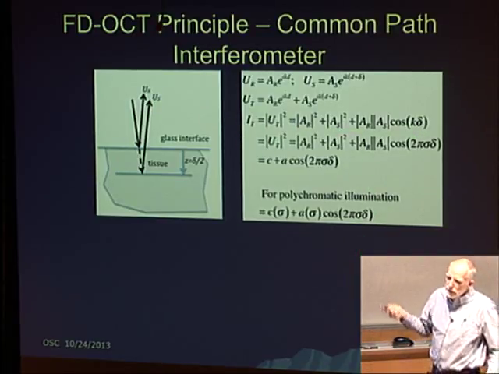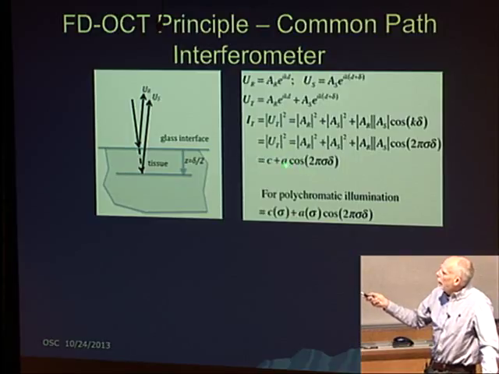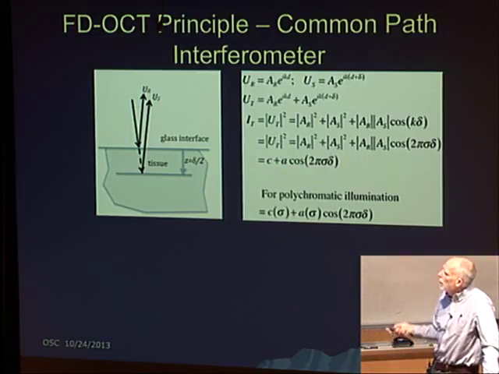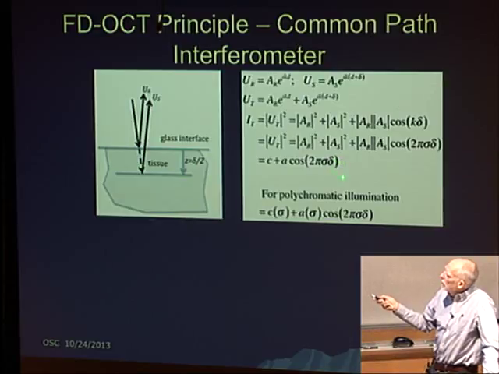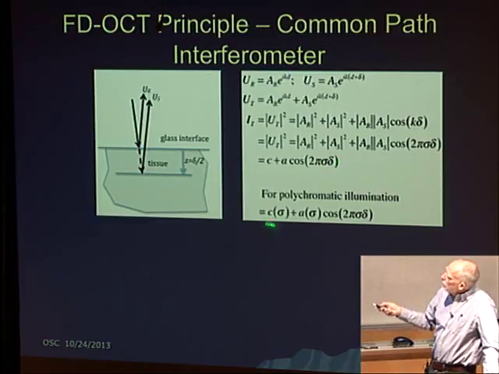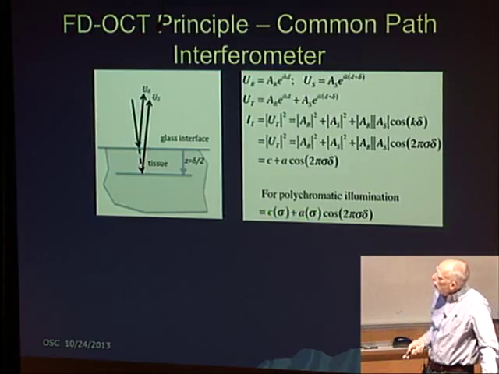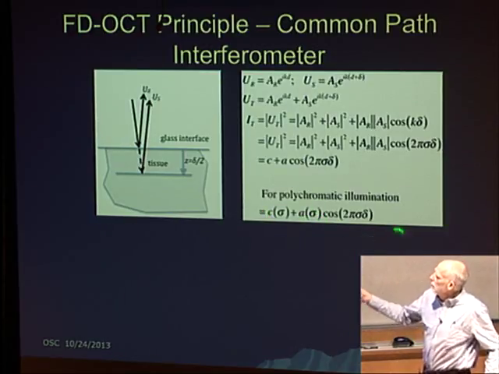You get a constant plus an amplitude of a cosine modulation. And depending on how deep that is, the frequency, or period with respect to sigma, the wave number, will vary. So this is 2 pi times the wave number times the OPD. So it looks like that for a monochromatic wave. What happens with a polychromatic wave? Well, it's just the same thing. You get some variation with wave number on amplitude and on that constant, but in general, this is a signal.